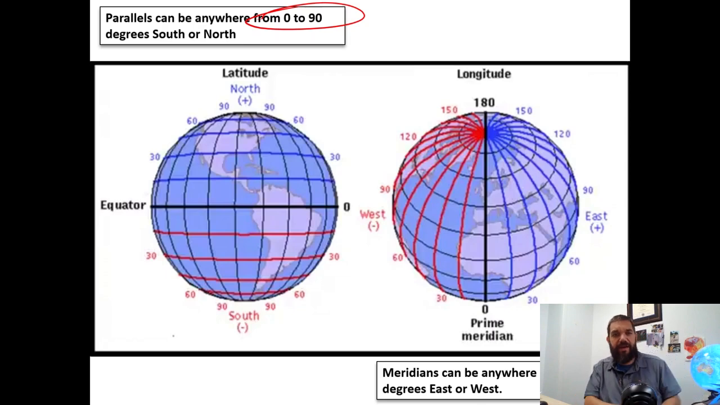For every line of latitude, for every parallel, we give it a number. All right, so those lines go from 0 to 90. Okay, so we go here. This one would be, I guess, 15, and then 30, 45, 60, and then I guess this would be 75, and then there, the North Pole, that's 90 degrees.